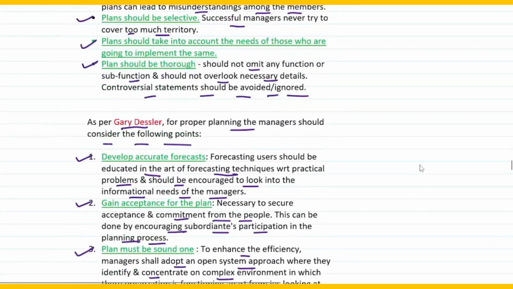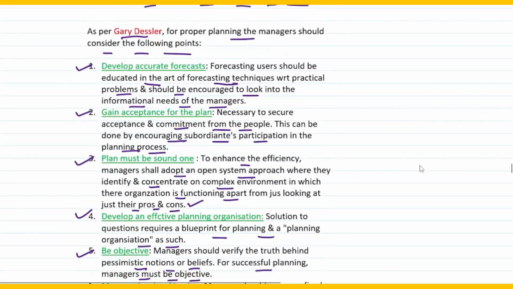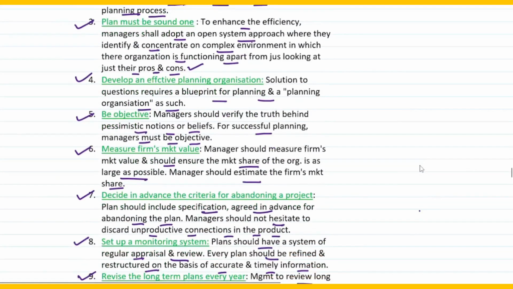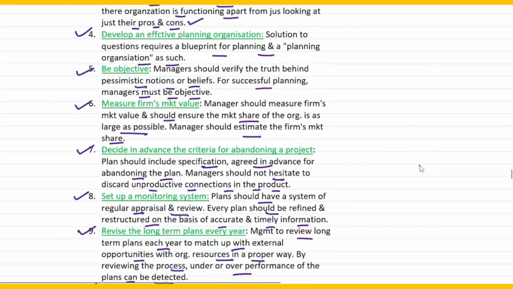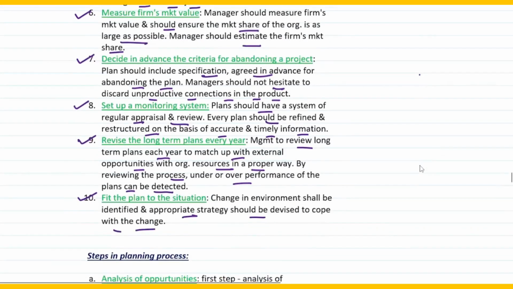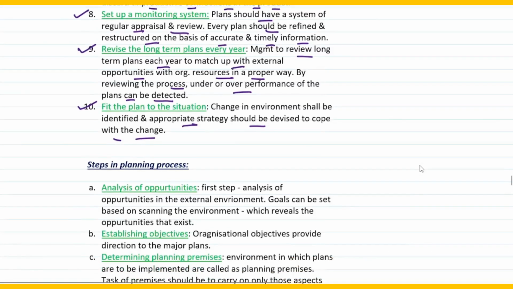Fine. Okay. Quickly look at what Gary Dessler has said about proper planning. The manager should consider the following points before the proper planning. What are they? Develop accurate forecast, gain acceptance of the plan. Plan must be a sound one. Develop an effective planning organization. It should be objective. Measure firm's market value, decide in advance the criteria for abandoning a project. Then there is a need to set up a monitoring system, revise the long-term plans every year and fit the plan as per the situations, right?